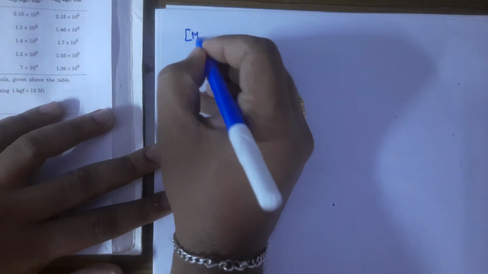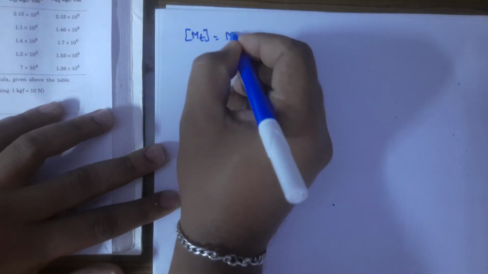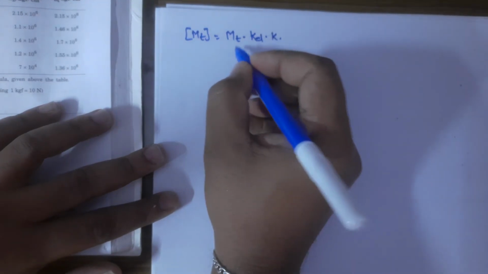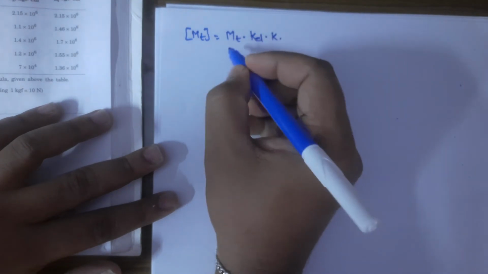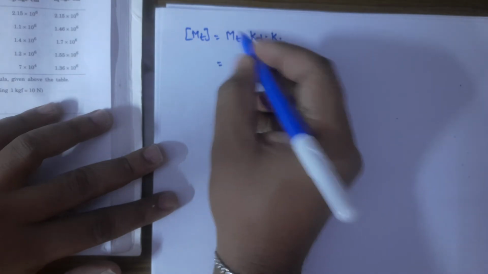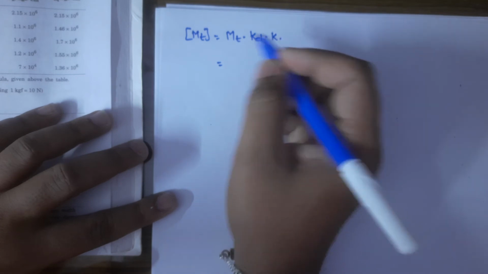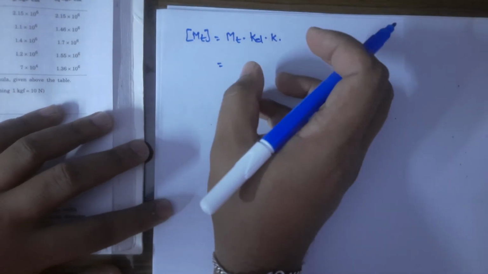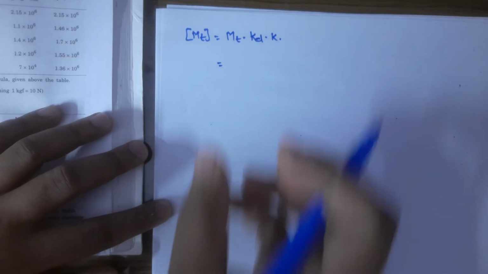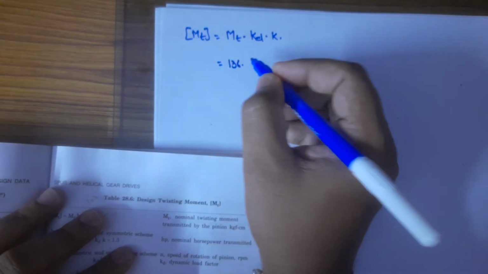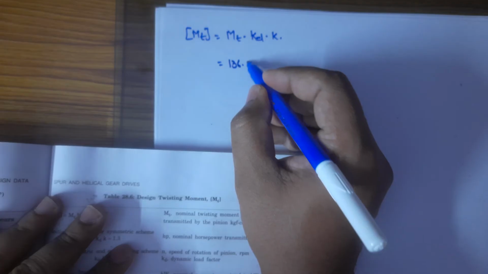Okay, design torque. So Mt, design torque, is equal to Mt into Kd into K. So we have Mt that we have calculated earlier, so we have to keep the Mt as it is, and Kd and K, these two values will be taken from the tabular columns. How we have to take and from where, that we will see now. So the Mt value that I have already calculated is 136.4 into 10 to the power of 3.